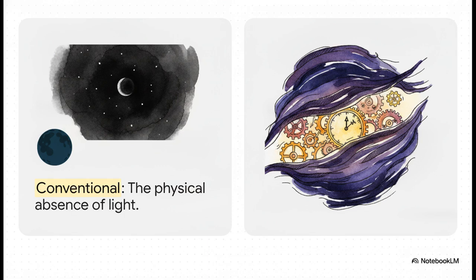Think about our conventional understanding of darkness. It's simply the physical absence of photons, right? It's just what happens when the sun goes down. But in the indigenous Ethiopian concept, darkness is actually an active, profound state of concealment. It's this veil that hides and covers creations before they're ready to manifest.